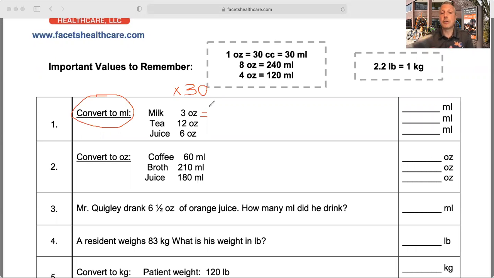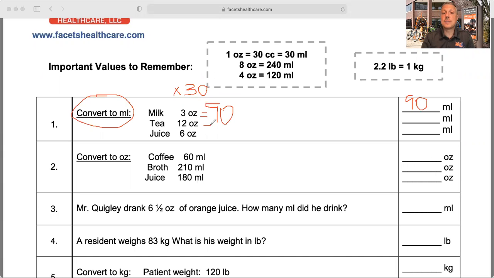So if we go to our calculator and we do 3 times 30, we're going to get a 90 for this particular scenario right here on the first one. So we have 90 on the top here. So I'm going to put a 90 right here. And then you can put a 90 on the right side right there.